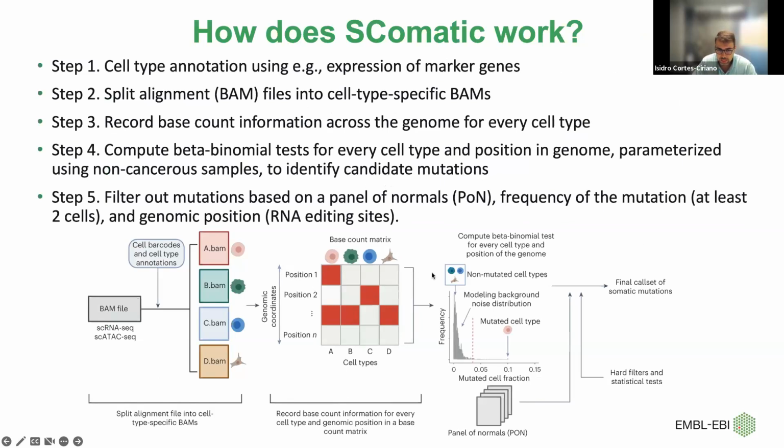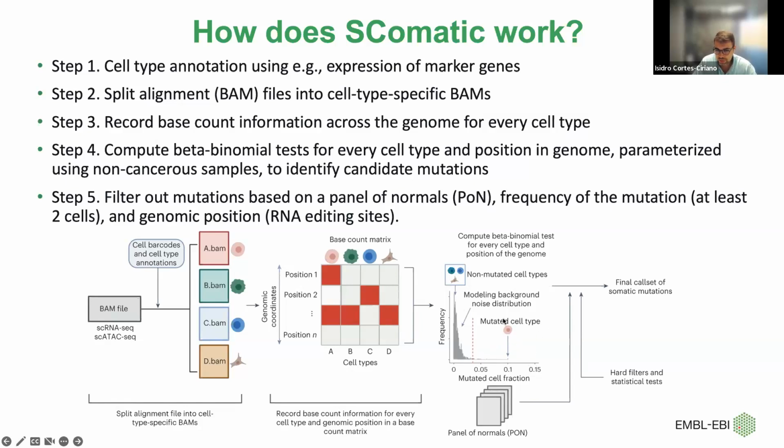And this is important because then for every position and cell type, we determine whether the number of alternate reads is below or above the background error rate. So where there is a significant number of reads supporting the alternate allele at that position, this is what we consider evidence for a mutation.